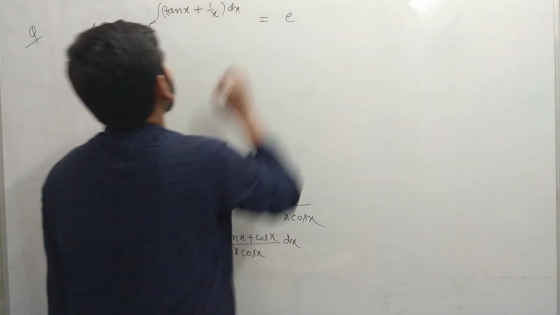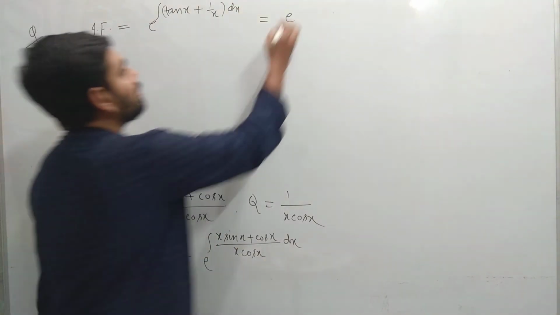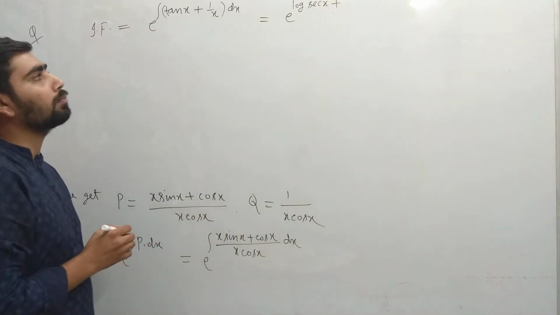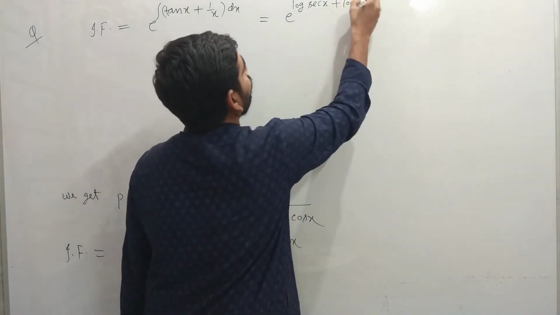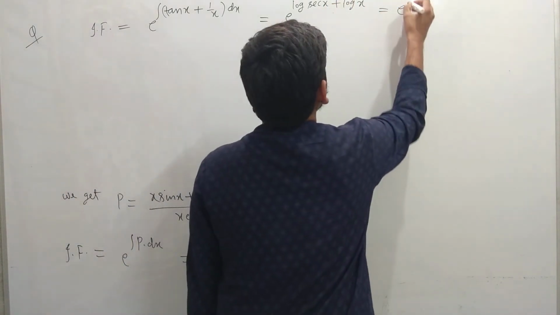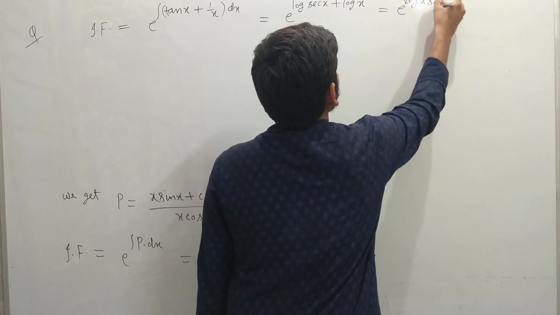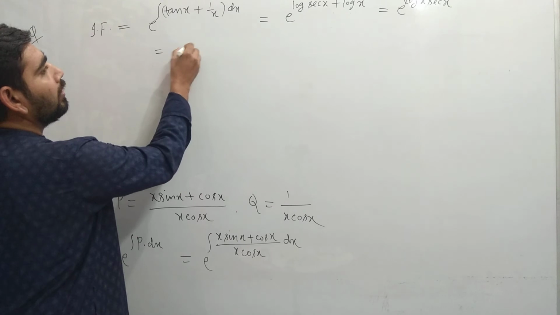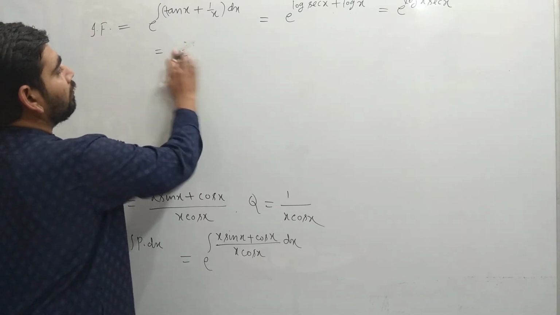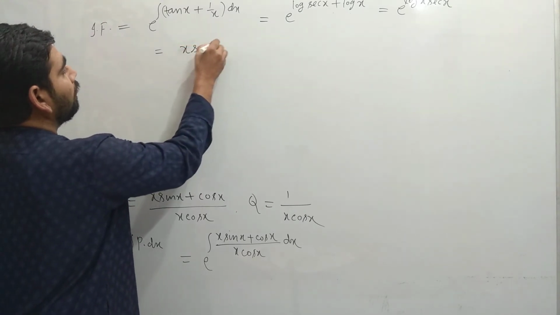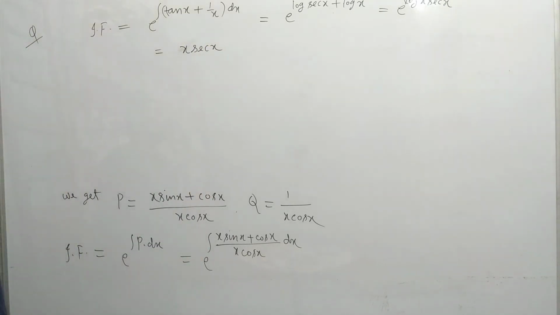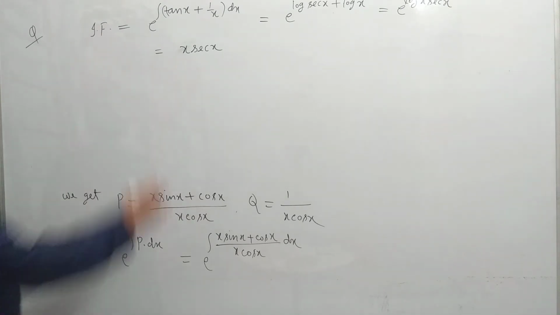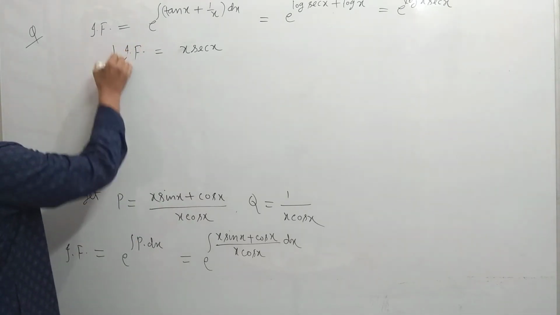We know that the integration of tan x is log sec x, and the integration of 1 upon x is log x. So it will become e to the power log x sec x, or we can write it as x sec x. Logarithm and exponential will cancel each other. So the integrating factor is x sec x.